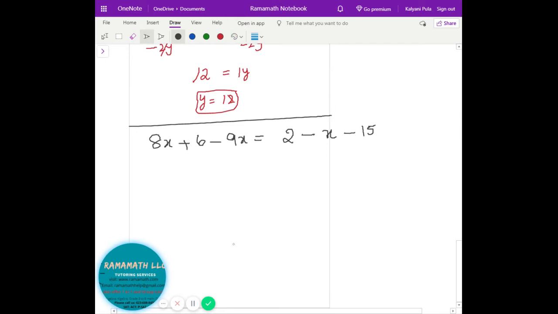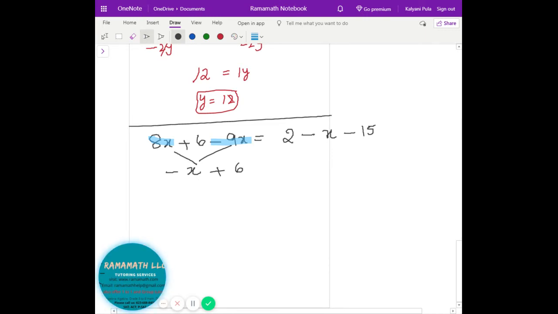Where are my variables? Always. Where are my variables? I see 8x here, negative 9x here. But they are on the same side, not the other side. When you have the same side, you can put them together. That's what you need to do. So those two give me negative 1x plus 6. Do you understand that?